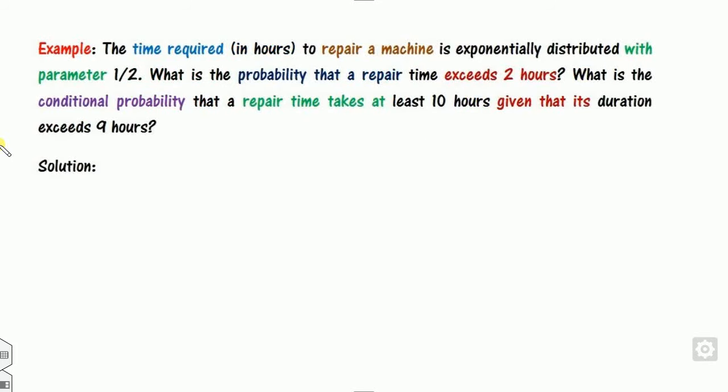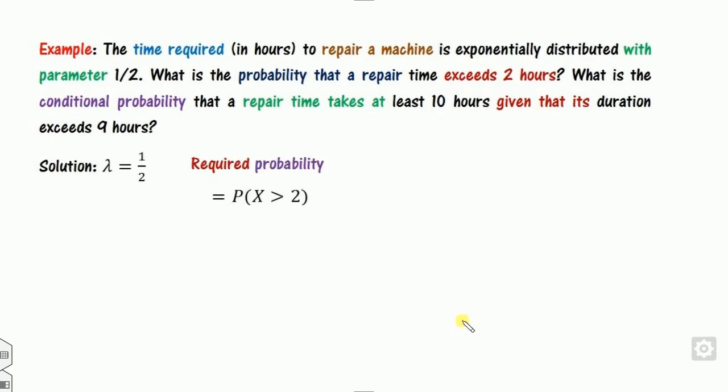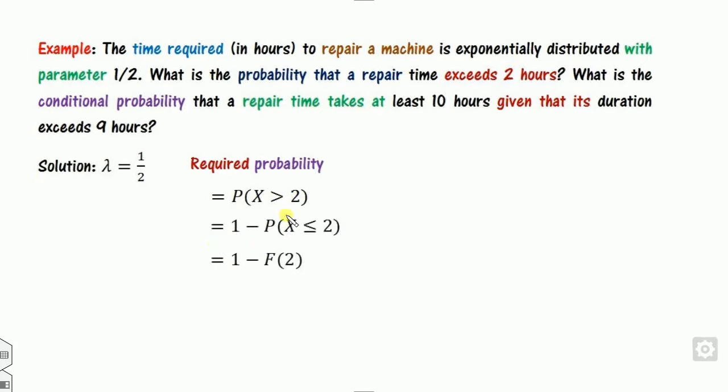Look at one more example. The time required is again an exponential distribution with parameter half. This is given to you. You have to find the probability that the repair exceeds 2 hours. So that is the first question. Your task is this. You can use the PDF or the CDF. I will move through it one by one.